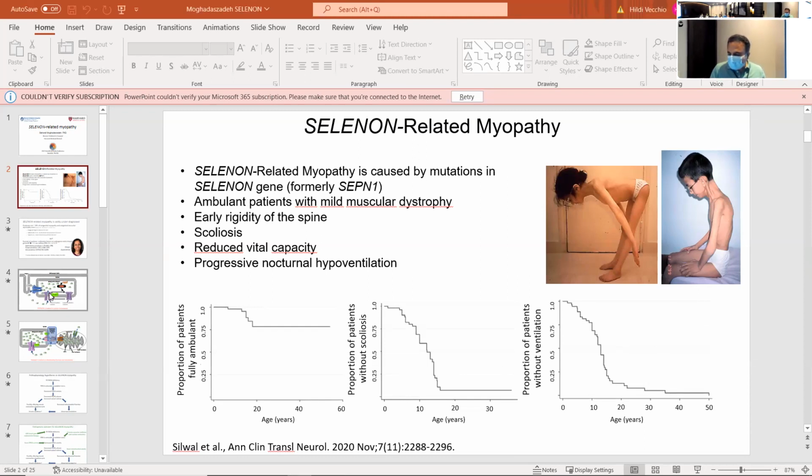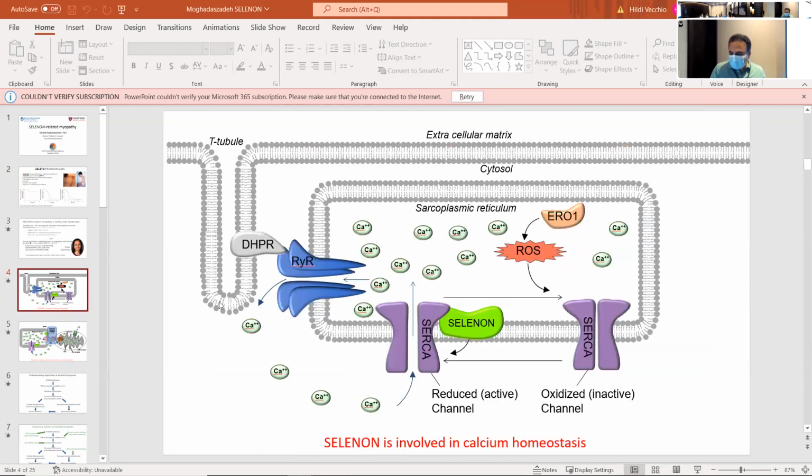So I'm going to say a few words about the molecular aspects, and all this again is based on Ester Zito's work that really changed our view in this field. This shows basically half of a muscle cell. This is the membrane of the muscle cell here. This organelle inside the cell is called the reticulum. And Ester Zito showed that SELENON interacts with this protein called SERCA. SERCA is a channel that lets calcium from inside the cell into this organelle. So this organelle is where the calcium is stored.